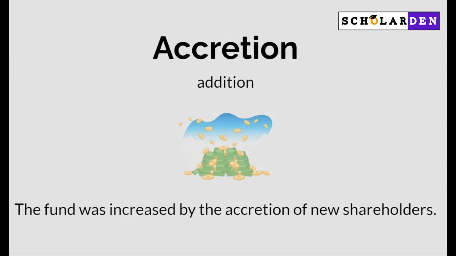Accretion is an addition. Usually it's an addition bit by bit or layer by layer. So things are sort of building up. For example, the fund was increased by the accretion of new shareholders. Or it could be something like, layers of minerals had built up by accretion in the bottom of the bucket.